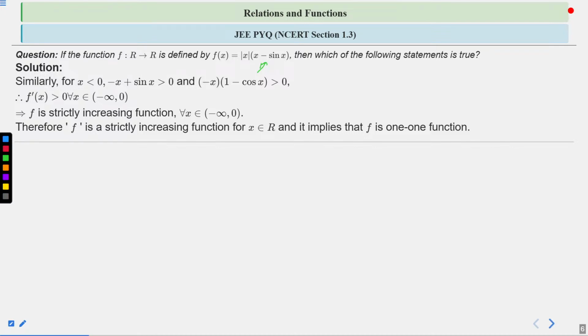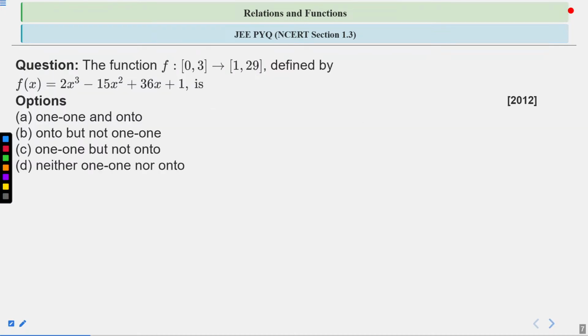Okay, so let us move to the next question. The next question says the function f is from 0 to 3 to 1 to 29, defined by f x is equal to 2x cube minus 15x square plus 36x plus 1. So the given function, from the given domain and codomain, is defined as f x is equal to 2x cube minus 15x square plus 36x plus 1. You need to discuss whether it is 1 1 or onto but not 1 1, 1 1 but not onto, and option D is neither 1 1 nor onto, right?